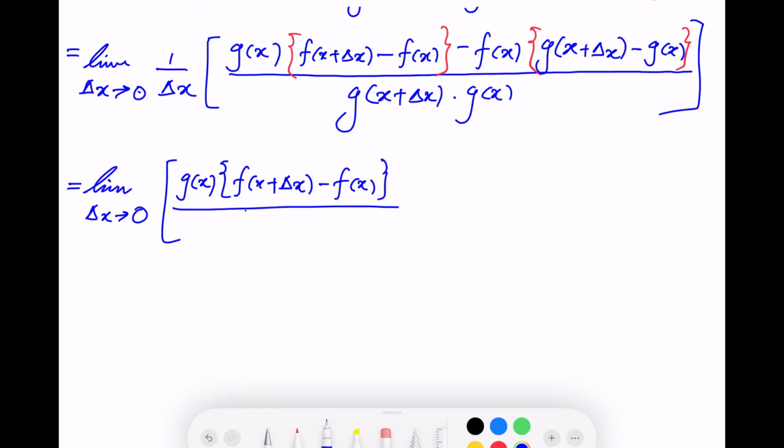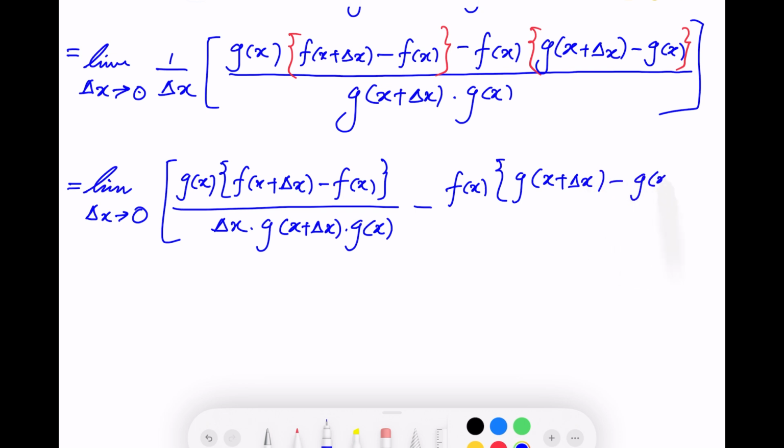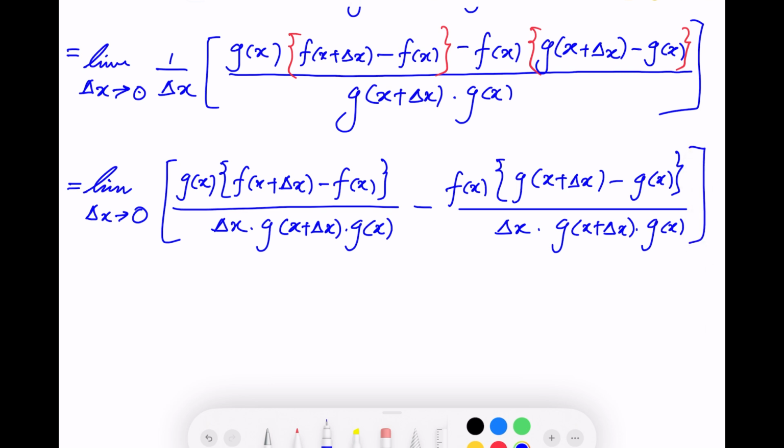In the bottom, I'm going to have a delta x and also g of x plus delta x times g of x. And after that, I have this negative symbol. Let me write that down. Minus, I have f of x on the numerator, bracket g of x plus delta x minus g of x. Close the brackets. In the bottom, I will have delta x times g of x plus delta x times g of x. Close the big brackets as well.